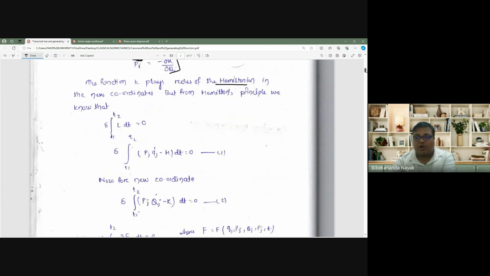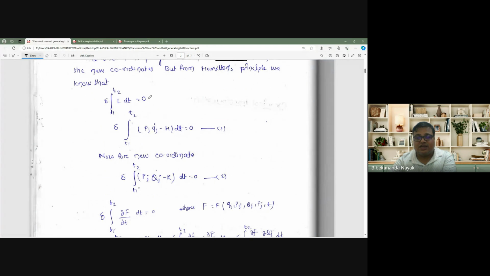From Hamilton's principle, we know that for the exact path of motion, the integration of the Lagrangian, L dt, from t1 to t2 has a stationary or constant value. So if it is constant, its variation will be zero. So delta of this will be zero.